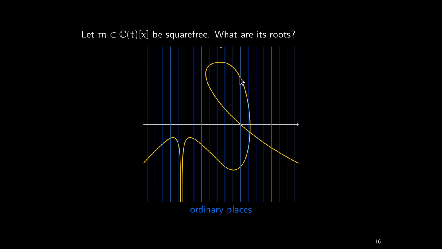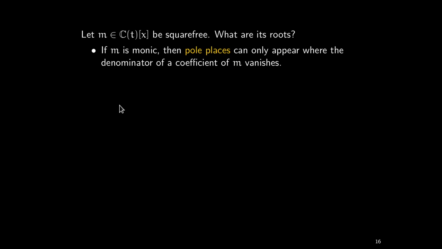So here you have 3 roots: 1, 2, 3. Now here you also have 3 roots, 1, and the other 2 are complex, so we don't see them. But here at the pole place, there's really a root missing. There are 2 complex roots that we don't see because they are complex, but that's all. The other root is gone, and that's because the leading coefficient of this m, if you write it so that the coefficients are polynomial, vanishes.